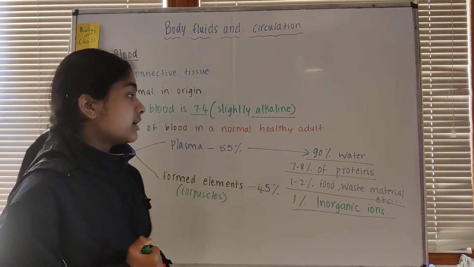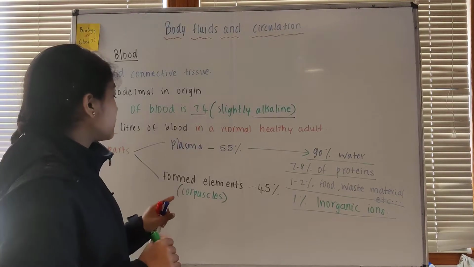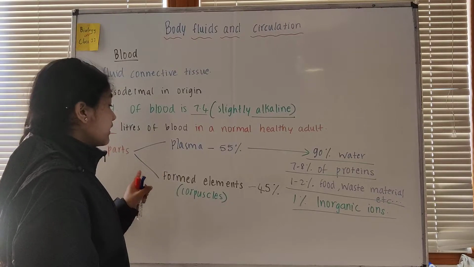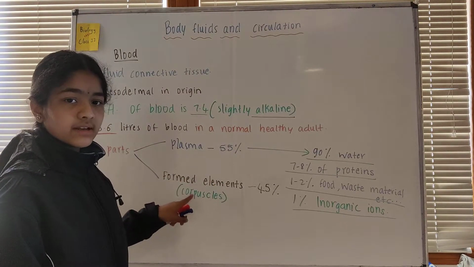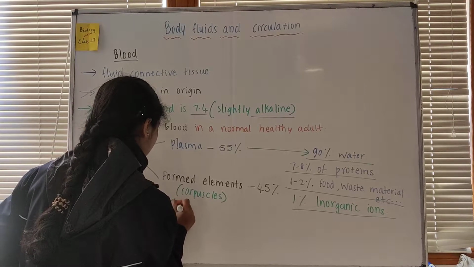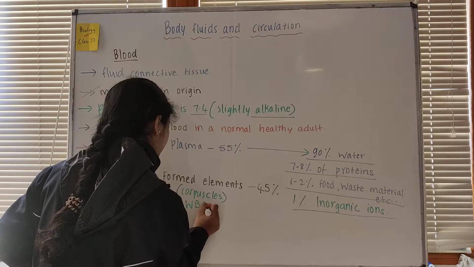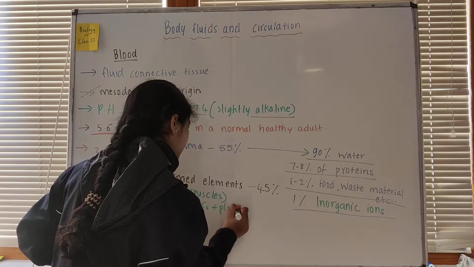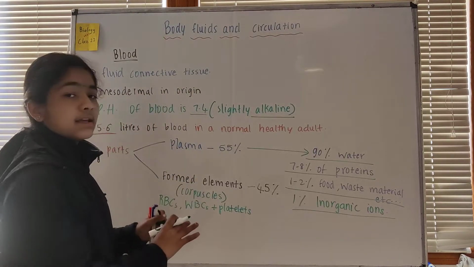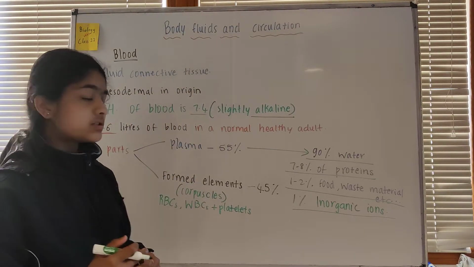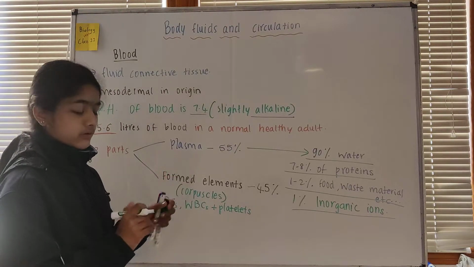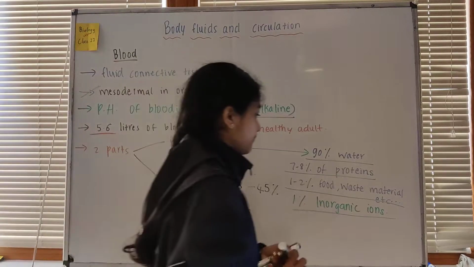Now, in the next video we'll talk about the formed elements, that is RBCs, WBCs, and platelets. So we're going to talk about these in a little bit more detail in the next videos, but for now we'll take up the plasma or the liquid part of the blood, what it consists of.